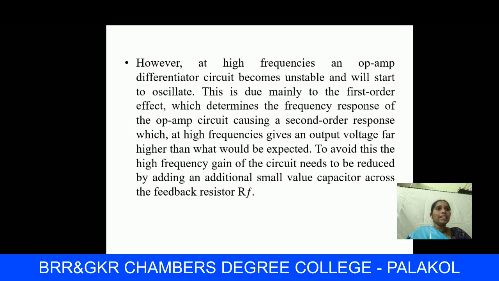So that means it has a drawback in the differentiator. So that's why we add a capacitor across the feedback resistor to avoid the high frequency gain of the circuit. Okay, so we have to reduce that high frequency gain. So you have to add one capacitor across the feedback resistor RF.